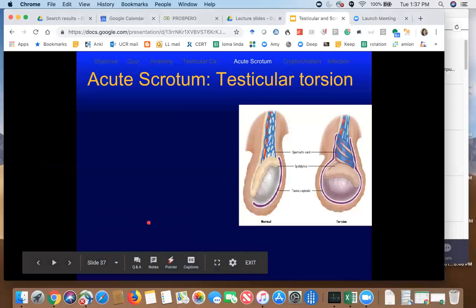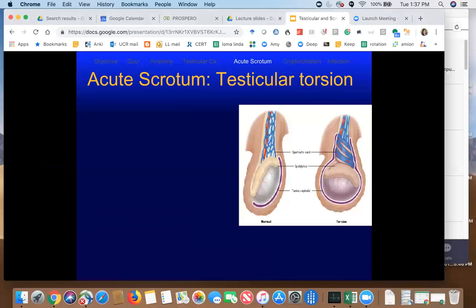So this is time sensitive and it's a urologic emergency. Typically, it happens because, the teaching is, there's a bell clapper deformity. So normally you have the structures that hold it sort of north and south pole-ish. In a patient with a bell clapper deformity, it's more central, so there's increased risk of rotation.